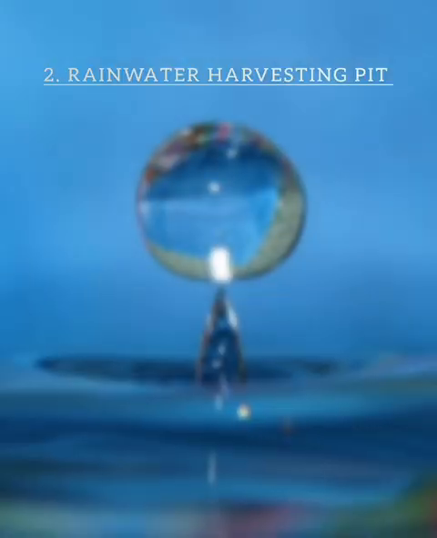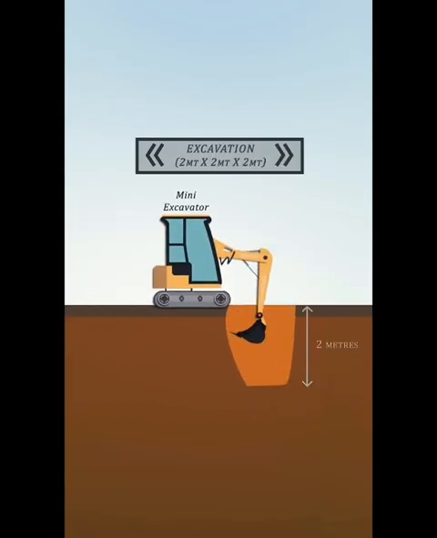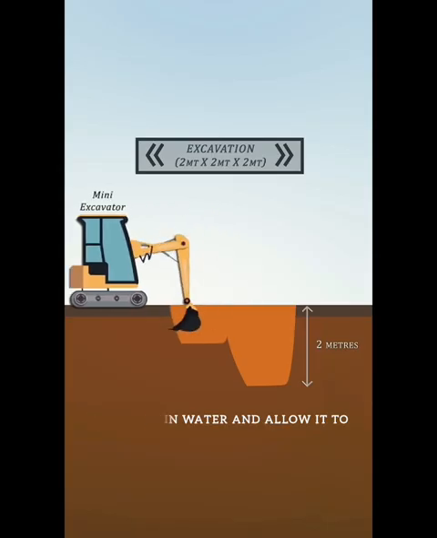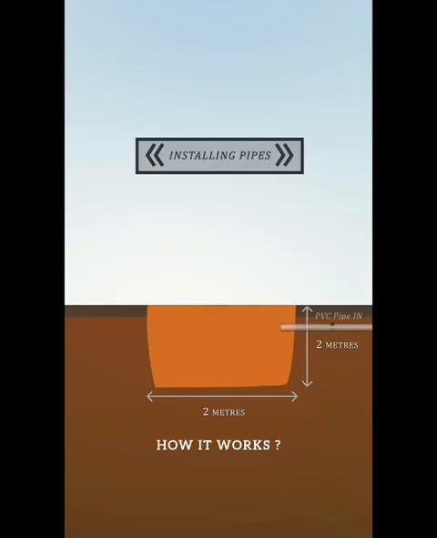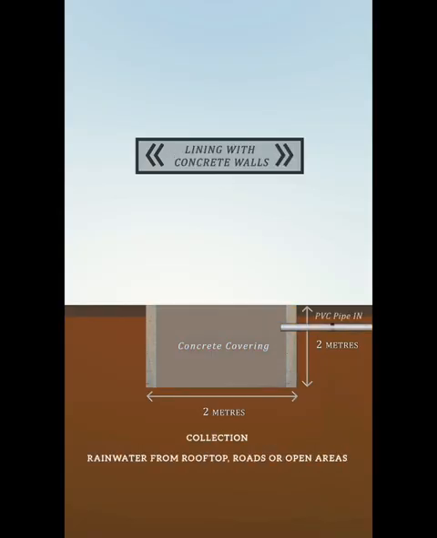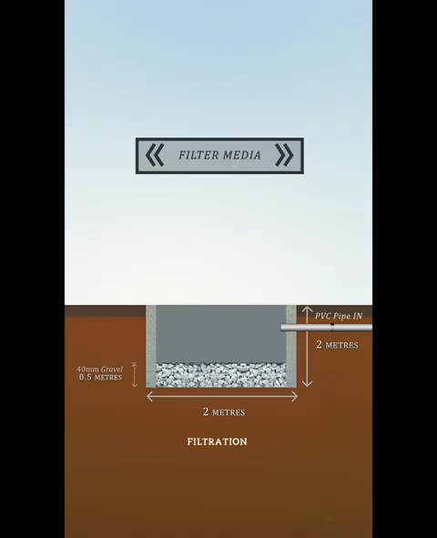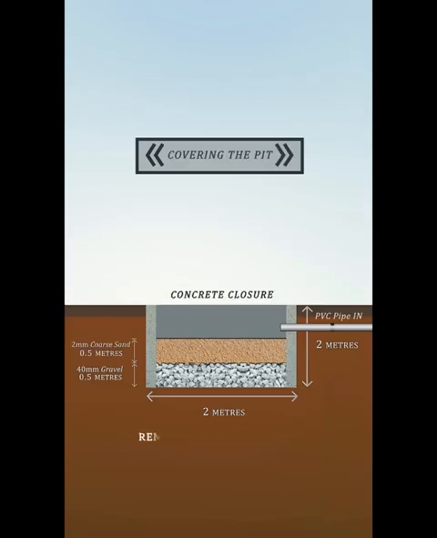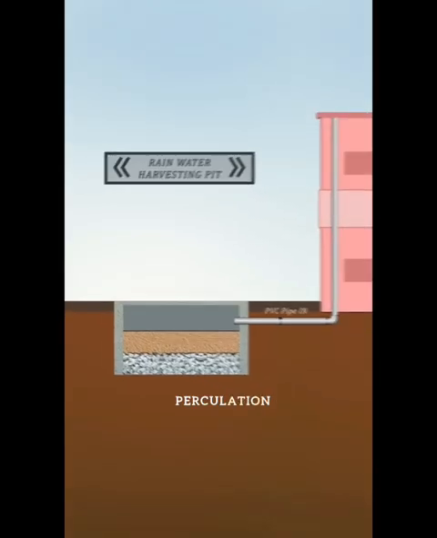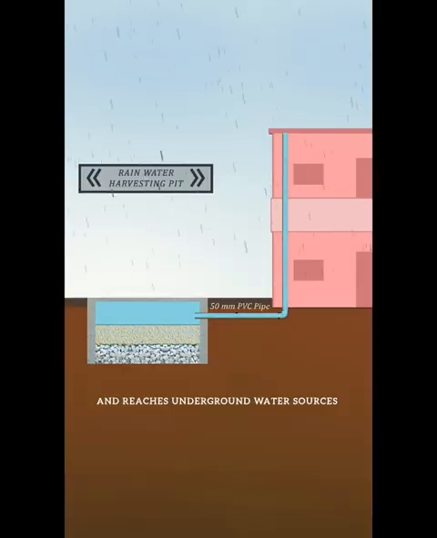Rainwater harvesting pit. A rainwater harvesting pit is a water conservation method used to collect rainwater and allow it to slowly seep into the ground to recharge groundwater. How does it work? Collection. Rainwater from rooftops, roads or open areas is collected using pipes or channels. Filtration. Water passes through layers of sand, gravel and stones in the pit, removing the impurities. Percolation. Clean water slowly seeps into the soil and reaches underground water sources.